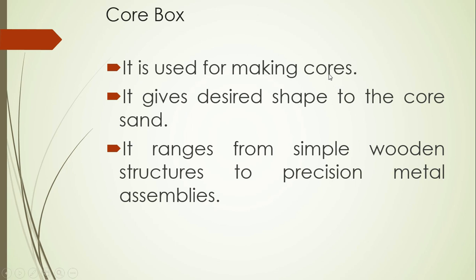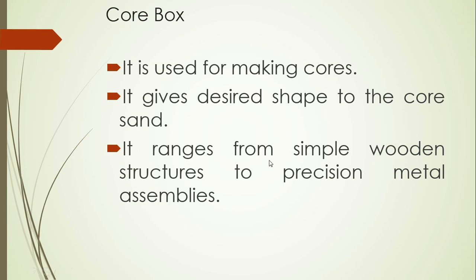Cores are made up of core sand, and that sand is rammed inside the box. That core box is giving the final shape to the cores, and whatever cores we are making are used to prepare internal details or any kind of internal cavity in the casting. It gives the desired shape to the core. Function of the core box is to give the desired shape to the core sand. Core sand is nothing but silica sand plus sodium silicate plus CO2 gas. That sand is called a core sand.